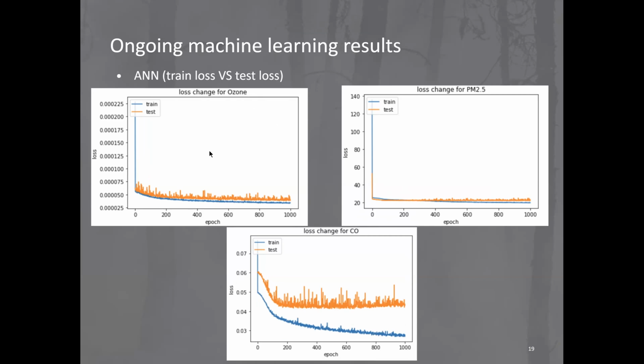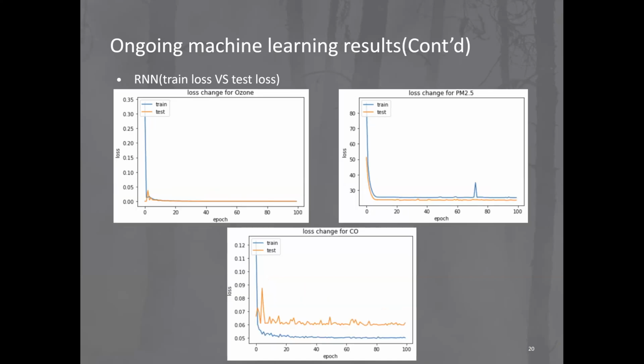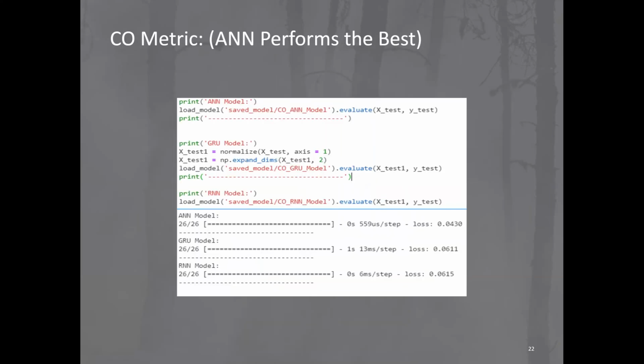As we can see, each of the three models is predicting ozone, CO, and PM 2.5. The lines all have a downward trend, which means that as the epochs increase, the model is trying its best to fit our data. So here we have three models and three prediction and validation results as the epochs increase. In order to pick the best performing model for each of the metrics, we have three metrics, right?